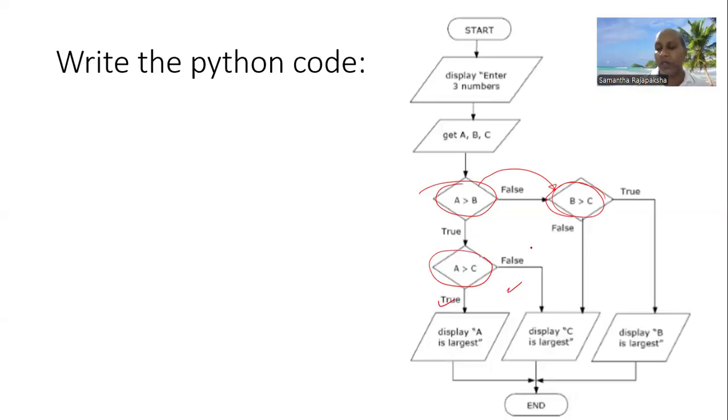This is selection actually. If it is yes, one path, no other path. If it is coming back to the condition, it's a repetition. Then you have to use the loops.